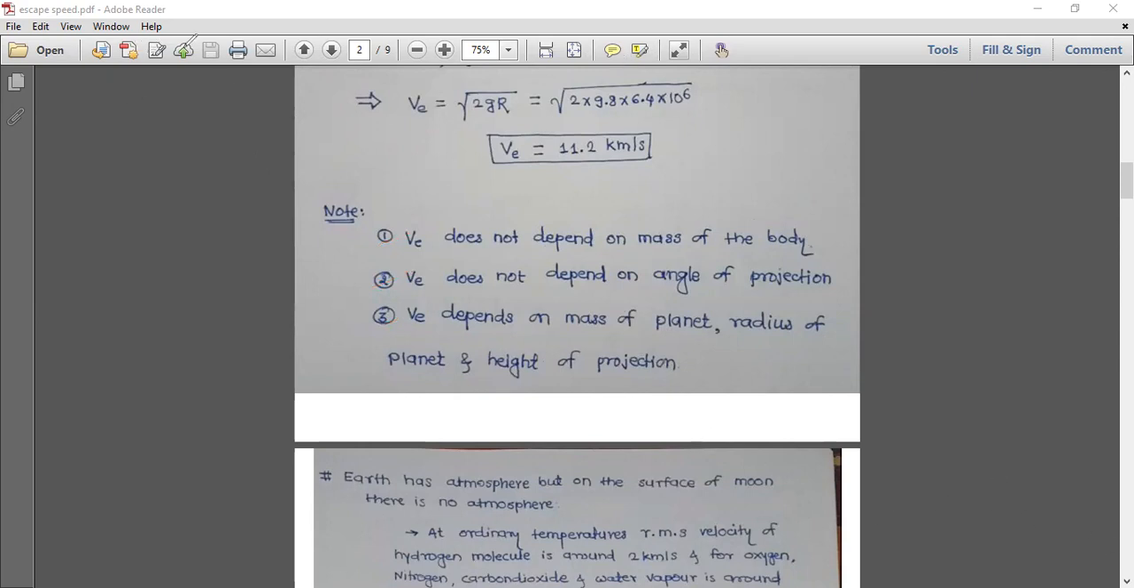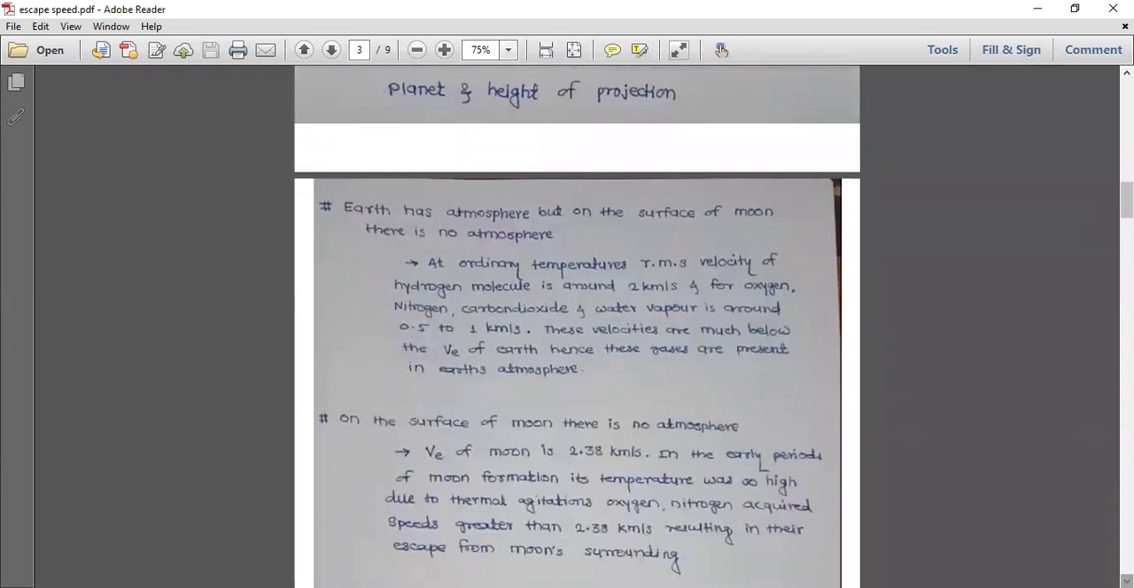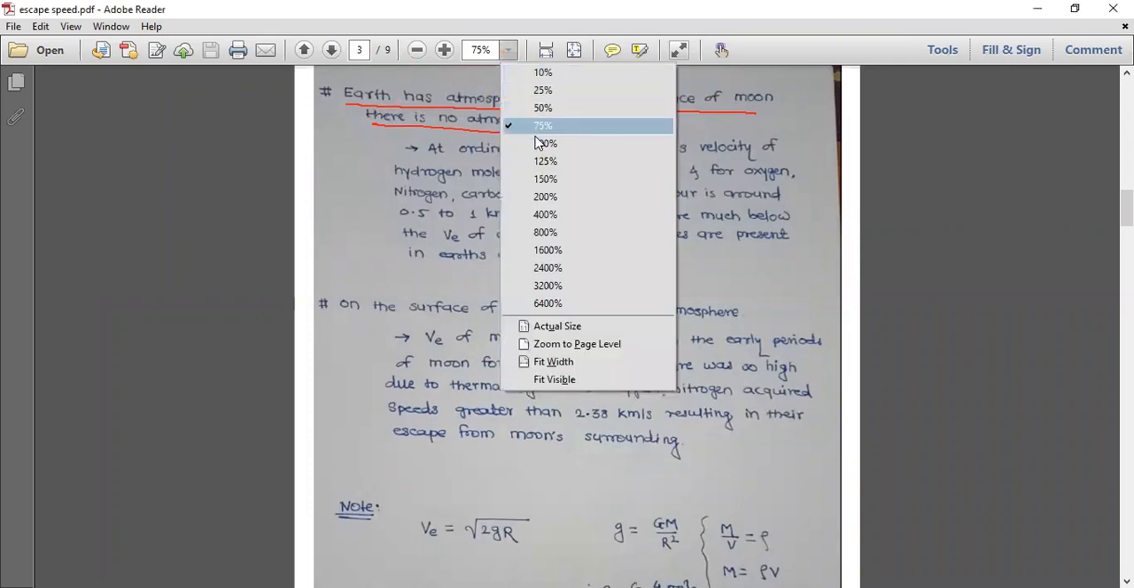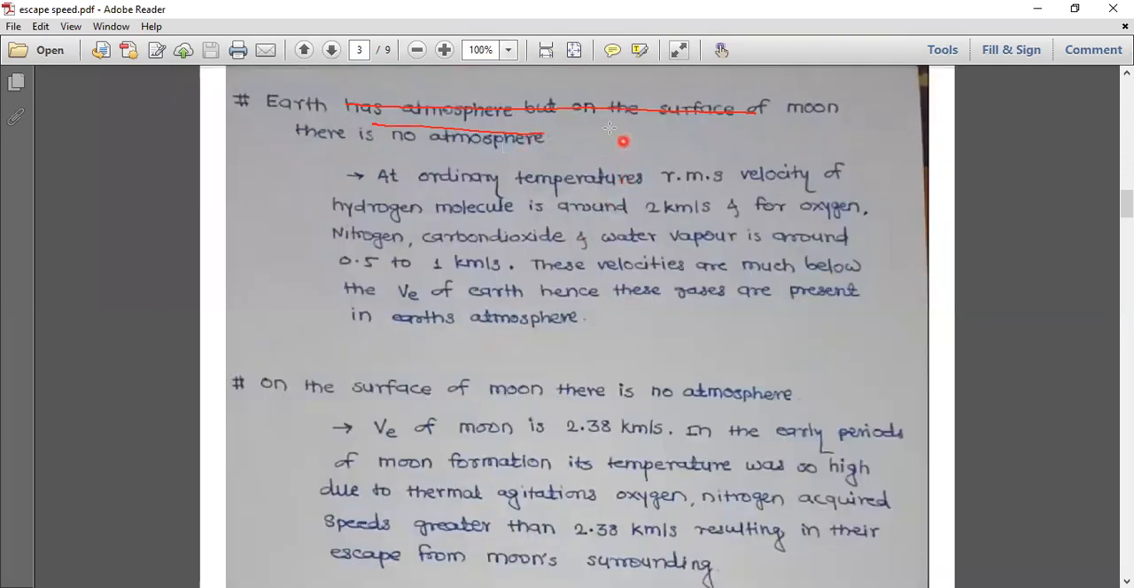Now, one note point. What is that? You can see here. Earth has an atmosphere, but on the surface of the moon there is no atmosphere. Why?